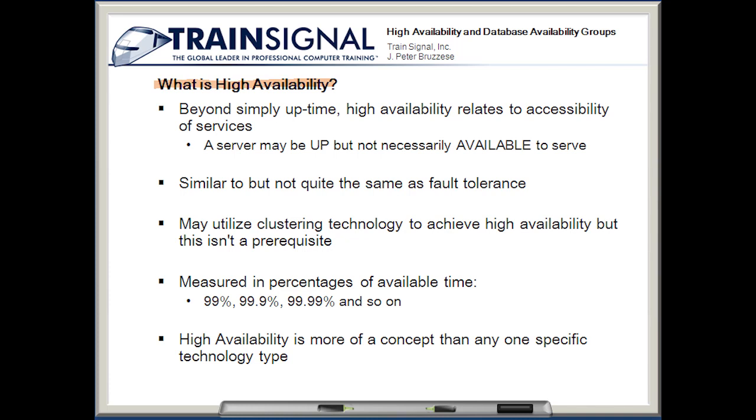However, that's not exactly the case. High availability actually goes well beyond simple uptime. It actually relates to accessibility of services. So you might have a server that's up, but not necessarily available to serve.